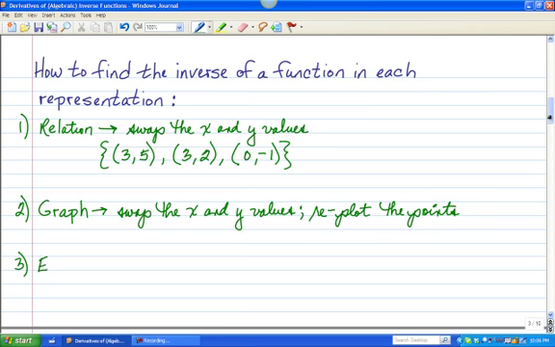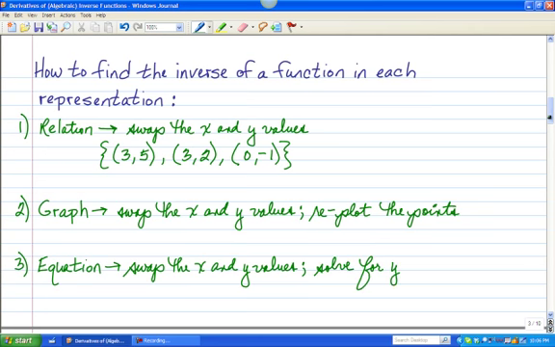Finally, if the function was given to you as an equation, and this is probably the one you did the most often, in order to find the equation of the inverse, you began again by swapping the x and the y values, and then you simply solve for y. So hopefully all that sounds familiar to you.